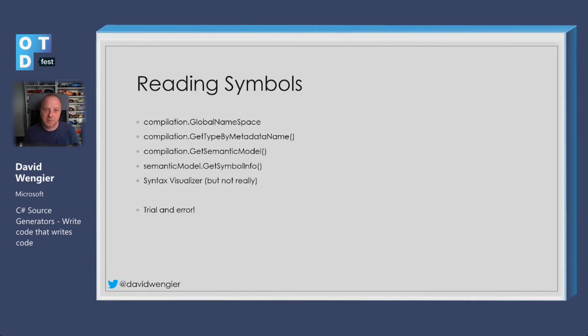Again, the Roslyn API is well documented, but it can be a little challenging. So I usually just use trial and error. There are tools in Syntax Visualizer that seem like they should work, but in my experience, they're just not very helpful.